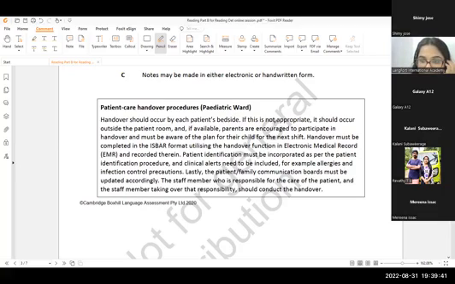Bedside. If this is not appropriate, it should occur outside the patient room. And if possible, parents are encouraged to participate in handover and must be aware of the plan for their child for the next shift. Okay, all right, let's have a look at it. Handover should occur by each patient's bedside.